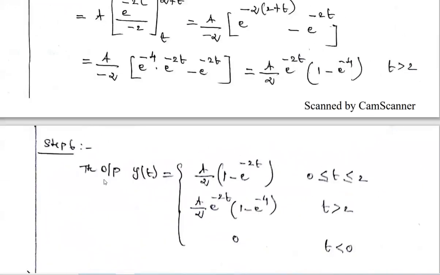So combinedly we have to write the output y of t equal to a by 2 into 1 minus e power minus 2t for the time t in between 0 to 2. A by 2 e power minus 2t into 1 minus e power minus 4 for time t greater than 2, that is 2 to infinity. Whenever the time t is less than 0, the answer for the output of that system is 0. So this is the response of the given system for the input and impulse response. So this is one type of problem.